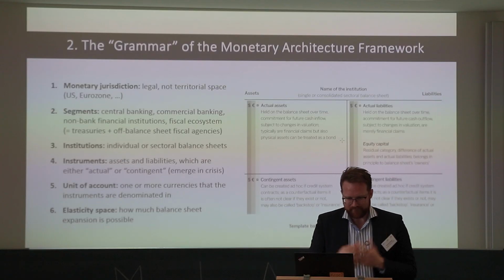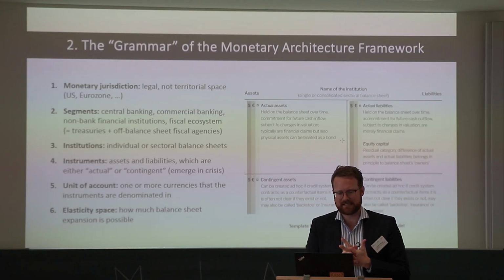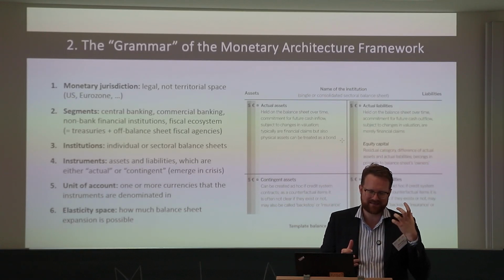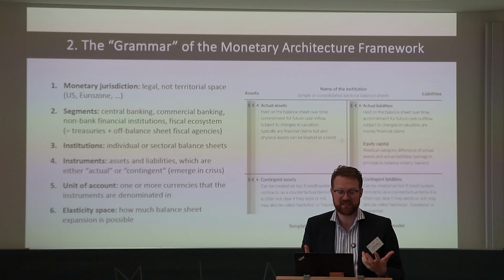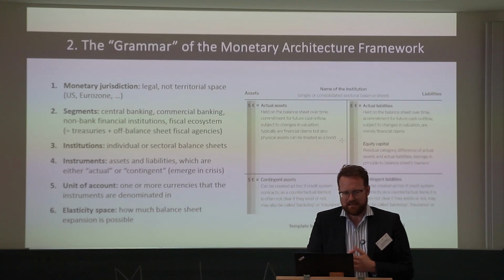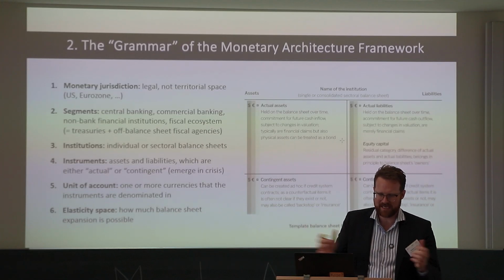And then I came up with these six elements of the grammar. First of all, if we think about states, we don't treat it in a territorial way, but in a legal way. So it's a monetary jurisdiction. That's also the story of the BIS, to say we have to think about the end of the triple coincidence. So we just define the US as a legal space.